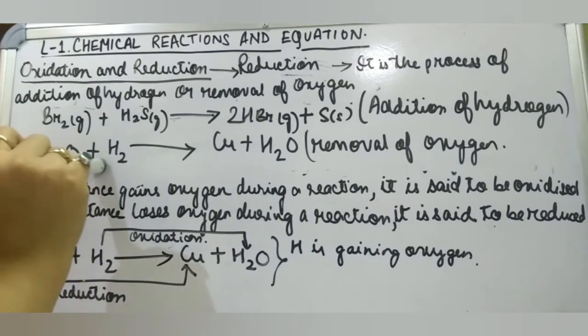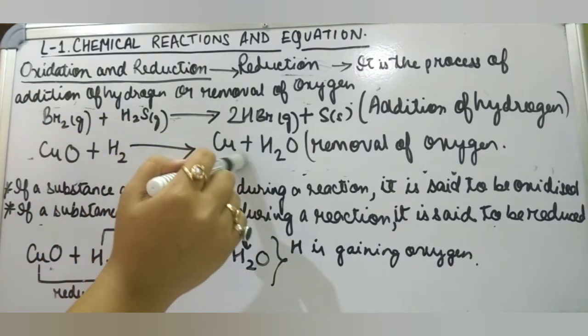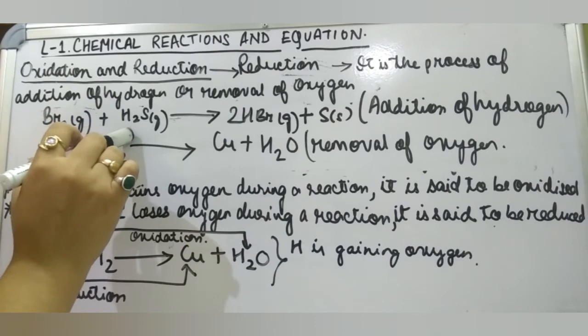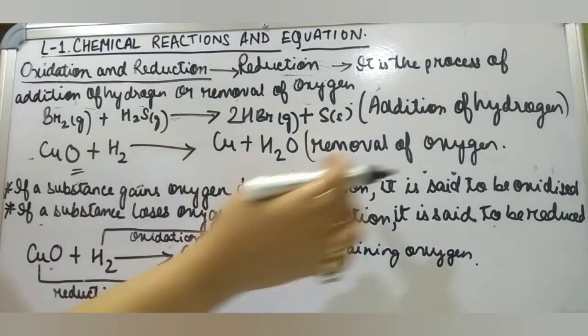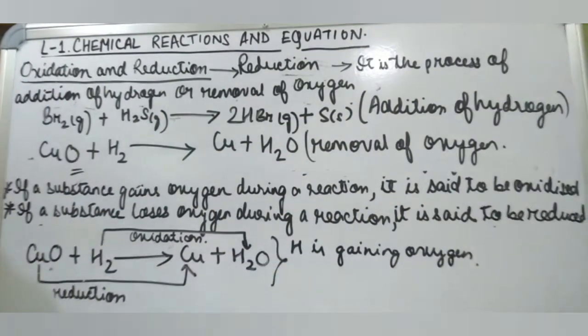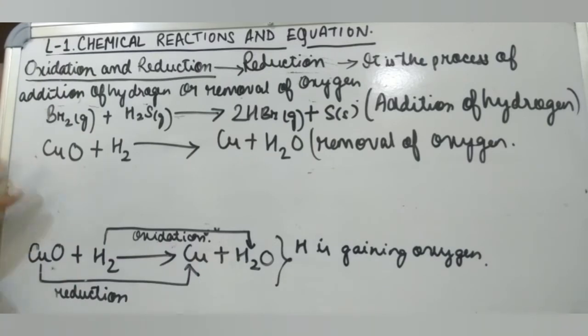So next you see CuO plus H2 gives us Cu plus H2O. Here removal is happening. First we have seen addition, now we will see removal. So this is the same example as before. Removal of oxygen is taking place. So this is how reduction takes place.